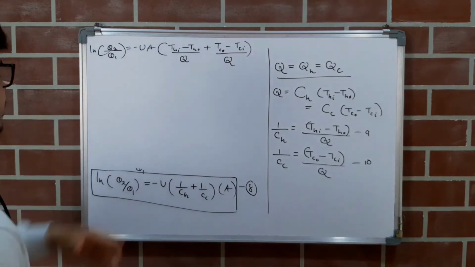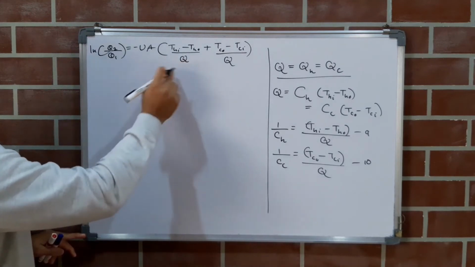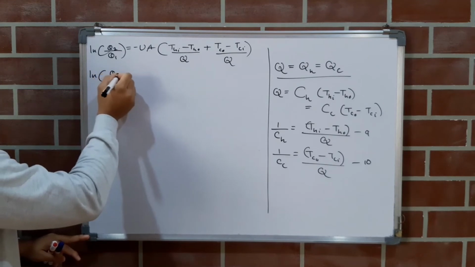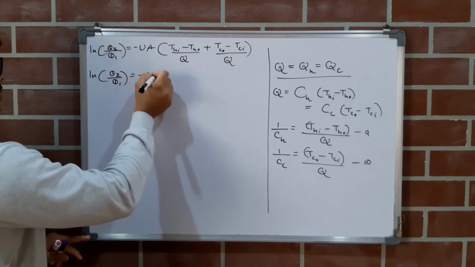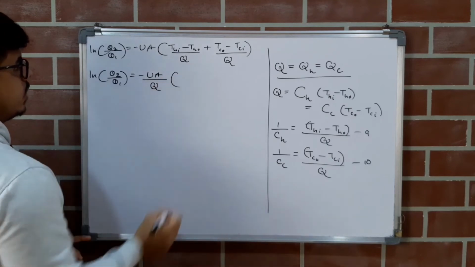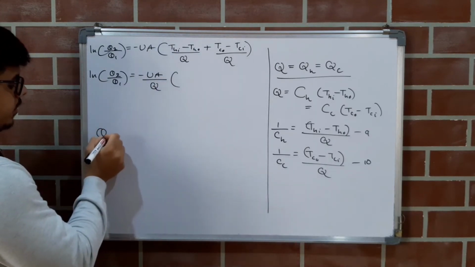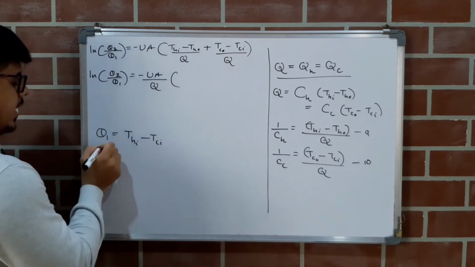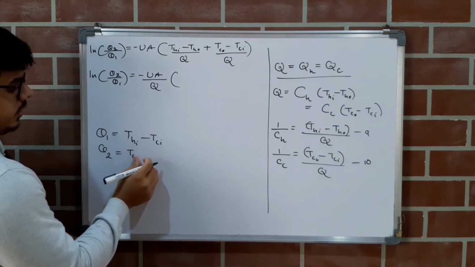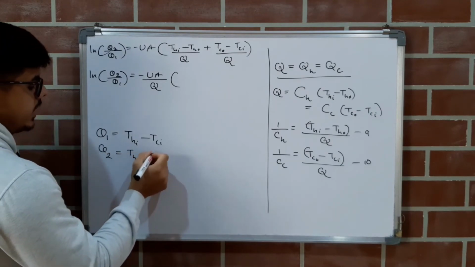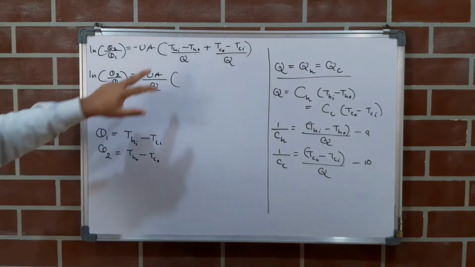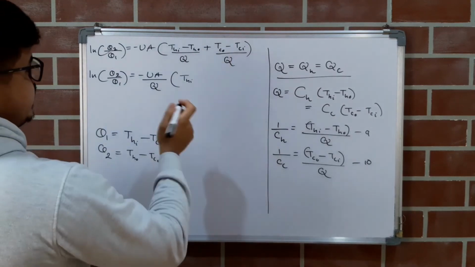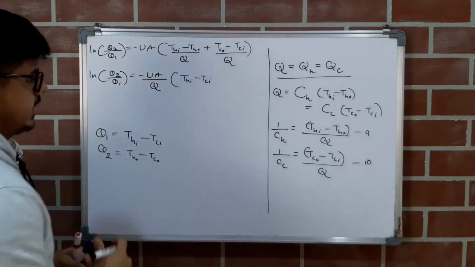And how it is so, I will do here. So now as 1 upon Q is common, we can take it out of the bracket. So ln of theta 2 by theta 1 is equal to minus UA upon Q into, now what is theta 1? If you observe the graph, you can get theta 1 for parallel flow as THI minus TCI. And theta 2 is THO minus TCO, right? So here you can see we have THI, also we have minus TCI. So we will bring them together. So it is THI minus TCI.